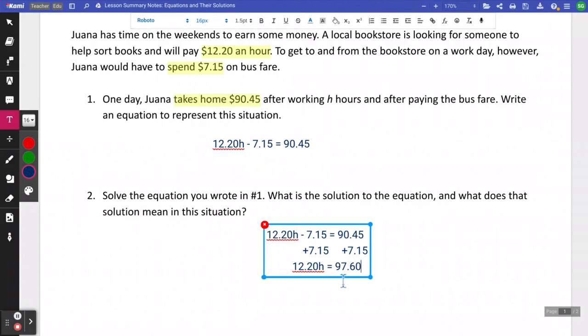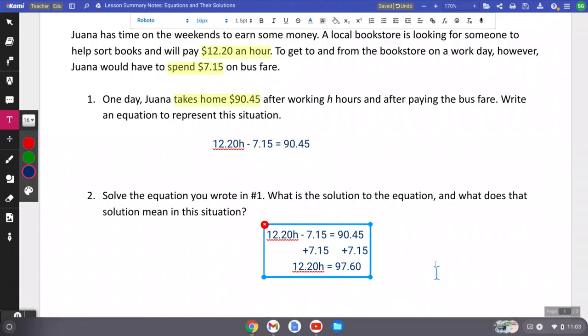$97.60. This right here is telling me that she made $97.60 before she paid for the bus. So that must have been what the bookstore paid her. And then once you take out that $7.15 for the bus, that's what left her with that $90.45.